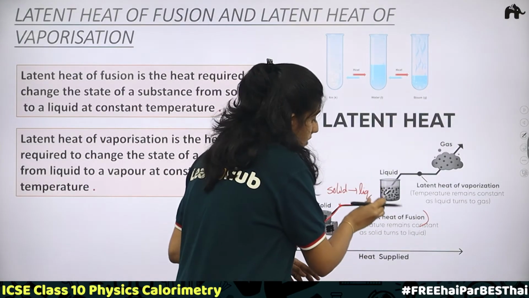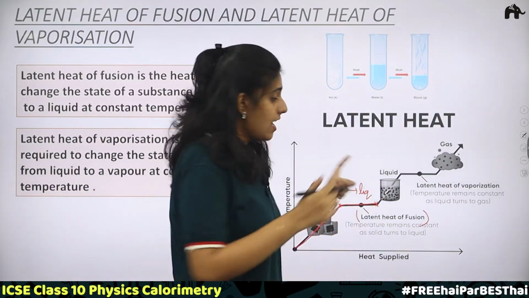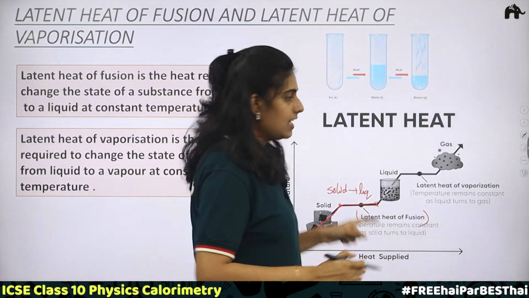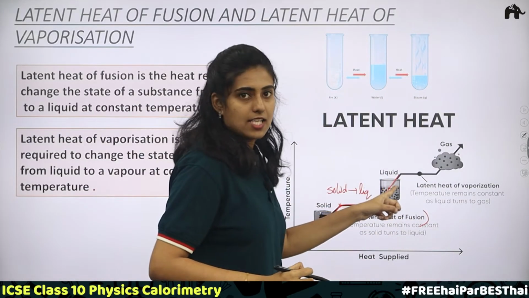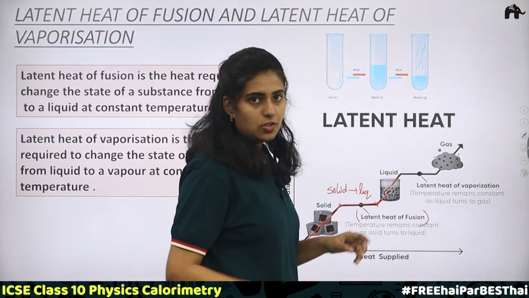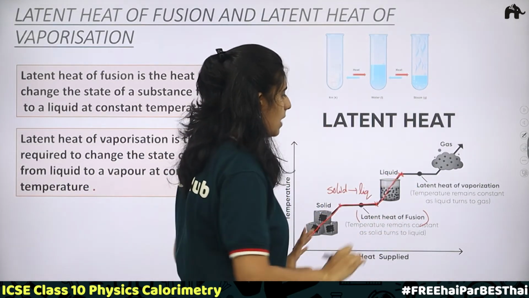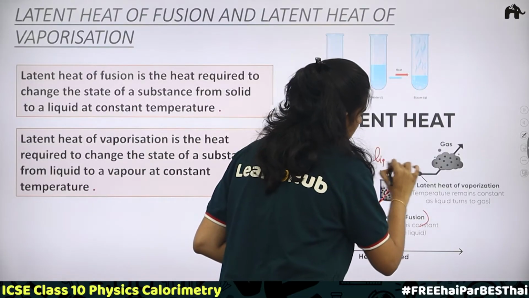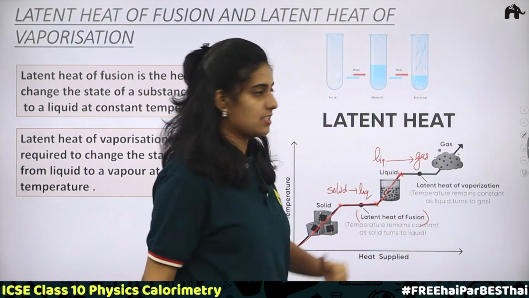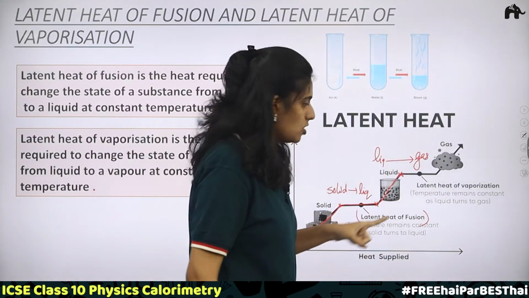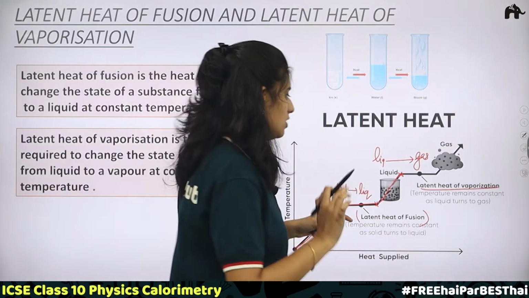Once all of the solid has been converted to liquid, on supplying heat energy further, the temperature will again increase. Temperature of the liquid keeps increasing. It reaches this temperature. Now what happens is the liquid will get completely converted to gas. Here heat energy is being absorbed. This heat energy is the latent heat of vaporization.